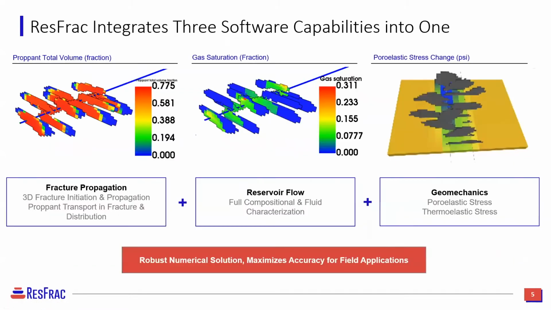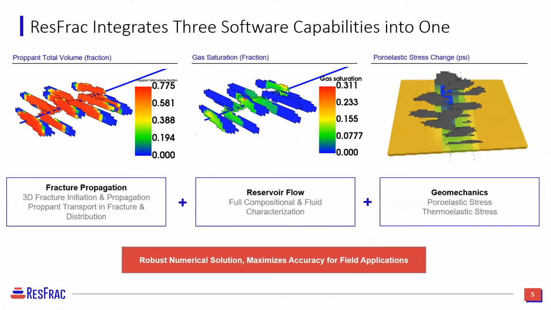So moving forward, we can separate that into three major components. On the left-hand side, I'm showing fracture propagation. In the middle, reservoir flow from the matrix into the fractures. And then on the right-hand side, geomechanics. So we're looking at the stress change in the matrix there due to pressure depletion.